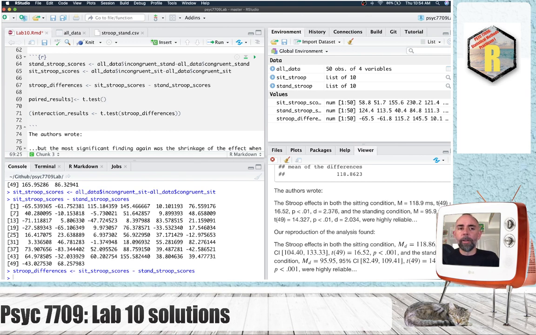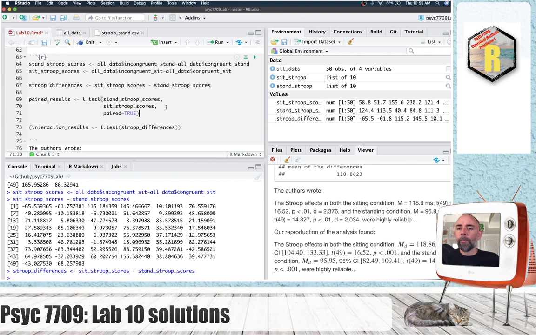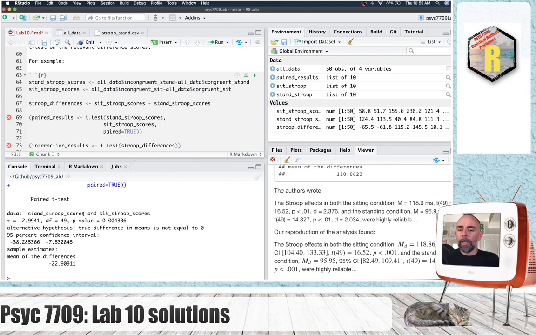Let me pause this and write it all down. All right, here we have it. So I've put the stand Stroop scores, the sit Stroop scores, and I've set the paired t-test to true. I want to print out the thing, so we can do that here. And here we have it.